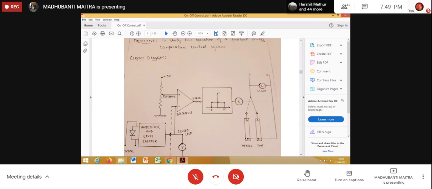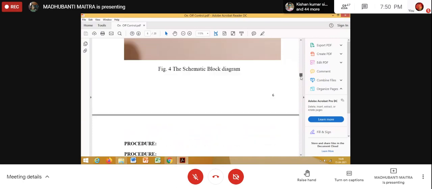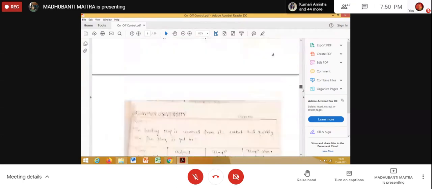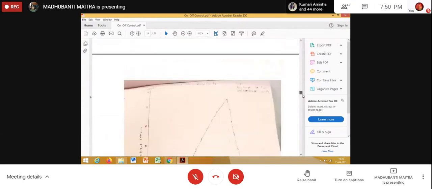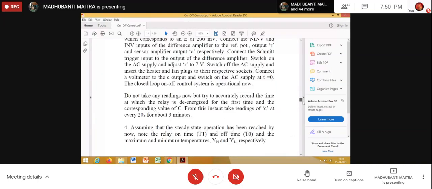Manually will not have to do anything. Manually will not have to connect the heater or the fan. Have you understood the principle of working? Yes, ma'am. The rest is some tables. Mostly the entries are incorrect.